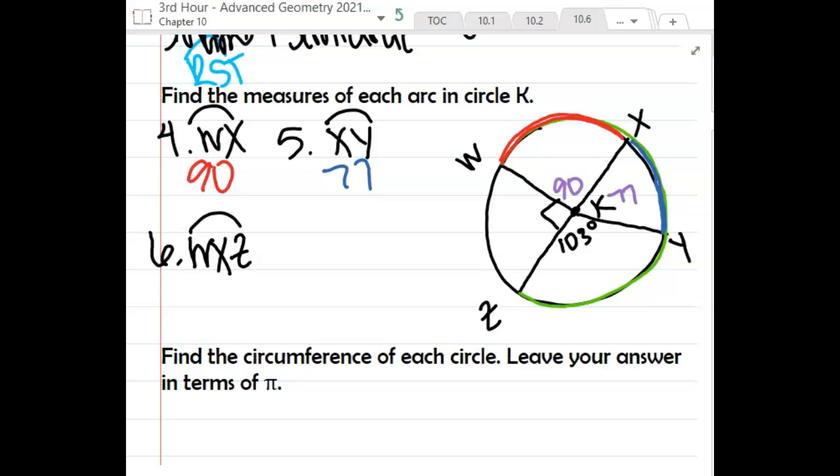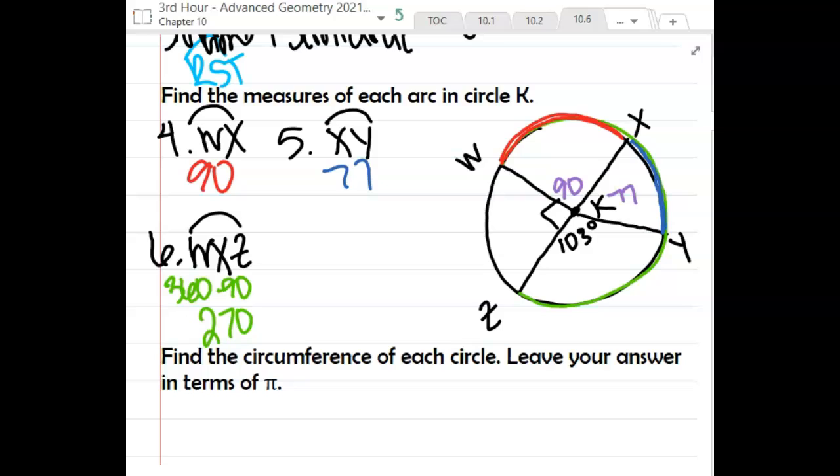We could just use the arc addition postulate. We could take 90 plus 77 plus 103. That's one way. What's another way? Exactly. All the way around is 360, minus 90. Either way, it's not going to matter. If you take 90 plus 77 plus 103, or if you take 360 minus 90, either way you're going to get 270. Doesn't matter.